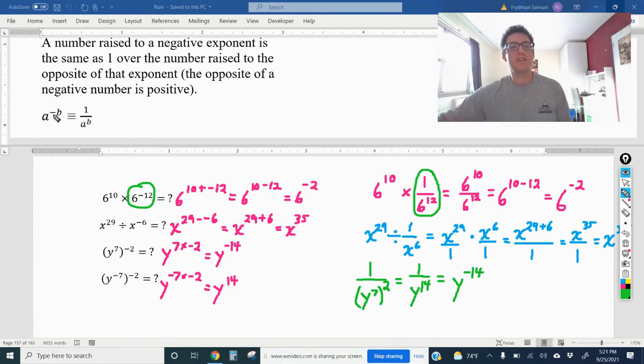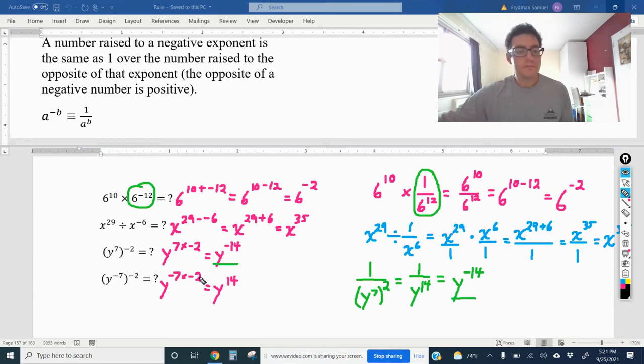That's just like using this rule in reverse. So if we start with the fraction, then we can sort of go the other way and turn it into an expression with the negative exponent. Okay, so we do end up getting the same answers again.